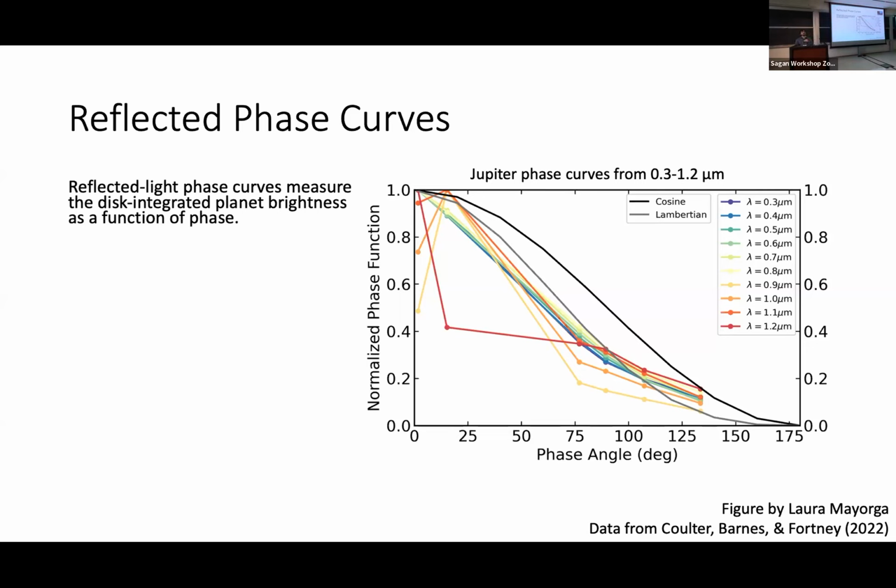So reflected light phase curves measure the disk integrated planet brightness as a function of phase. And so here we're looking at Jupiter phase curves for wavelengths spanning from 300 nanometers into the near infrared. And they're compared to these cosine and Lambertian curves, these sort of smooth curves that are kind of a simplified analytic form for how you can expect a planet's brightness to change with phase, from full phase here when you're looking at the planet fully illuminated to crescent and new phases here where you get no flux reflected off the planet due to the geometry.